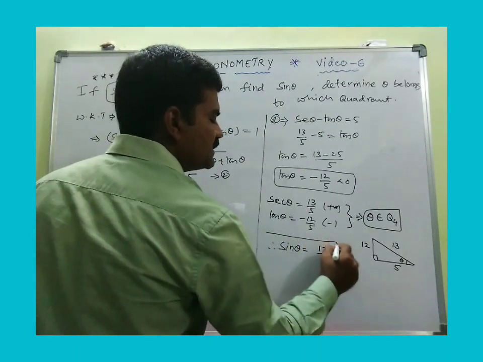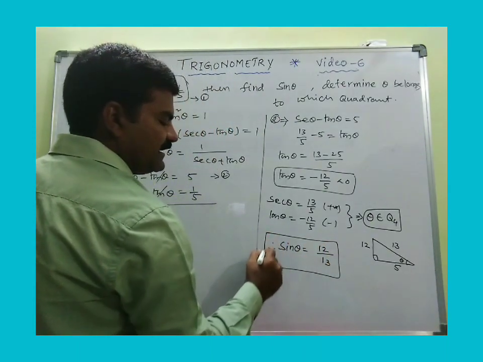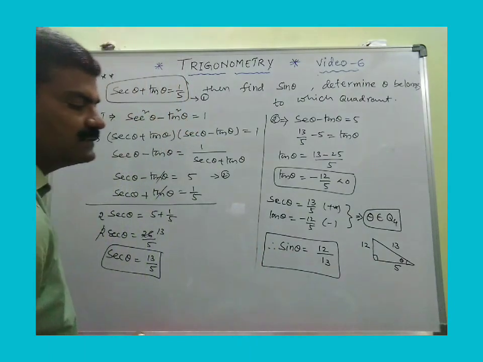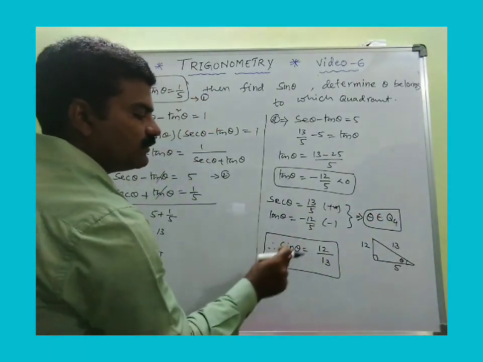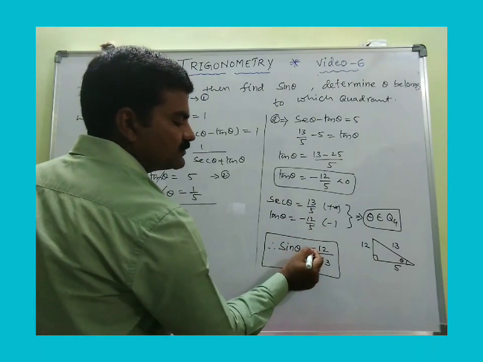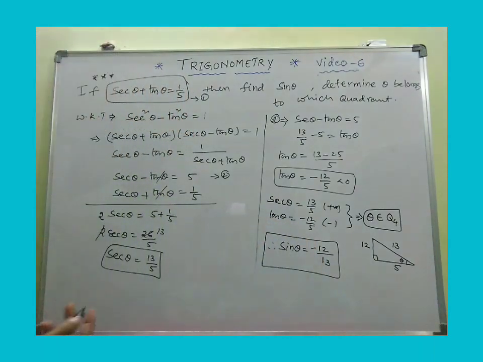But most of the students may stop here. But you know, my dear, you forgot the technique. That is, theta is in the fourth quadrant. In the fourth quadrant, sin is negative. So the right answer is minus 12 by 13.